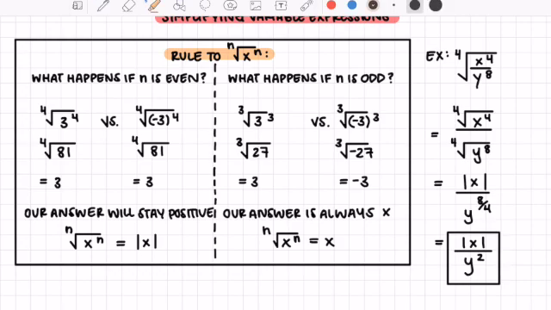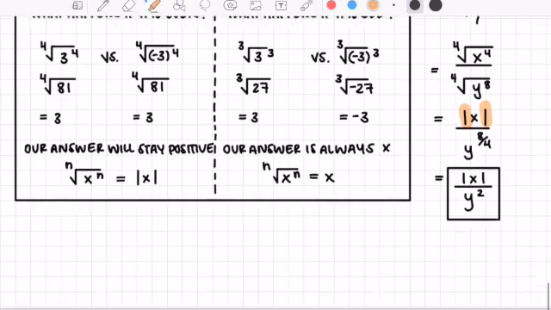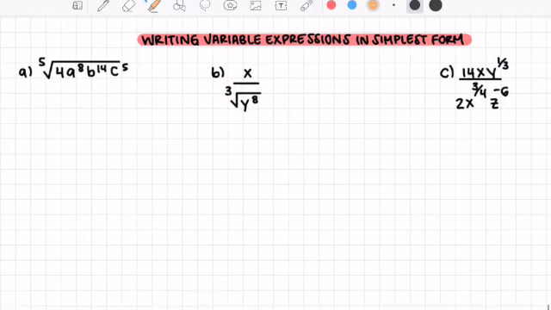So again, just make sure that whenever you have a case where your index is even and your exponent is even and they're both the same, you have to make sure that you show the absolute value signs all the time. Okay, let's move on to the last ones.